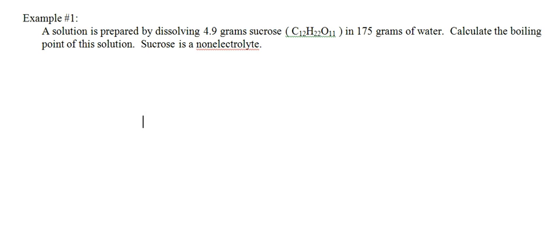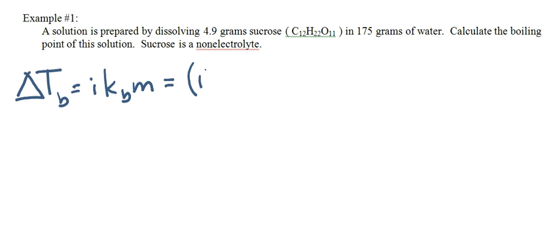Sorry, guys. All right, so we are looking for the new boiling point. First of all, we have to find out our change in temperature of the boiling. So ΔT_b = i K_b m, and again, the i here is 1 because we have a non-electrolyte, which makes that very, very easy.